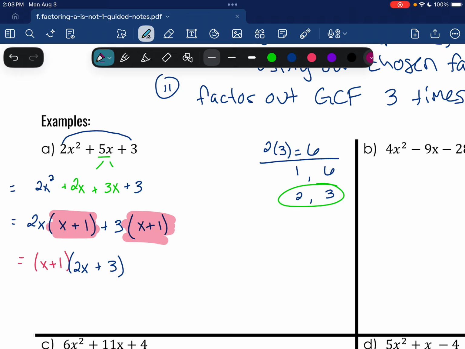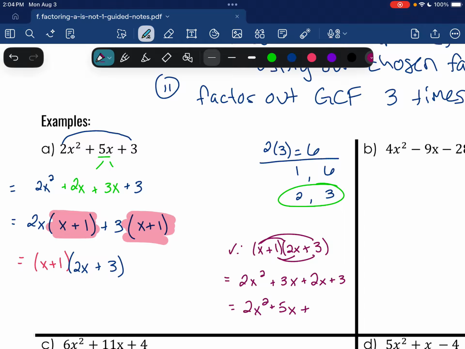And so let's go ahead and check our work. If we're checking our work, we're just going to FOIL or double distribute this back out. So I'm going to end up with 2x squared plus 3x plus 2x plus 3. So 2x squared, combine those middle terms, we're going to get plus 5x plus 3.